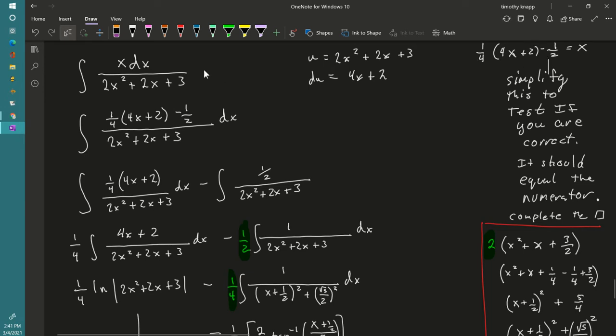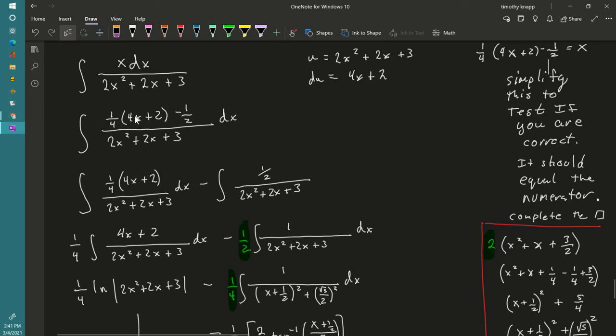And so all of this is equal to the numerator. And not only that, it contains the derivative of the denominator. So that was our first step there. This is a little thing here. So remember, what you need to do is simplify this thing to test to see if you're correct. It should equal the numerator. Okay, so now all of this stuff is equal to x. So I'm going to get rid of that x and replace it with that stuff.